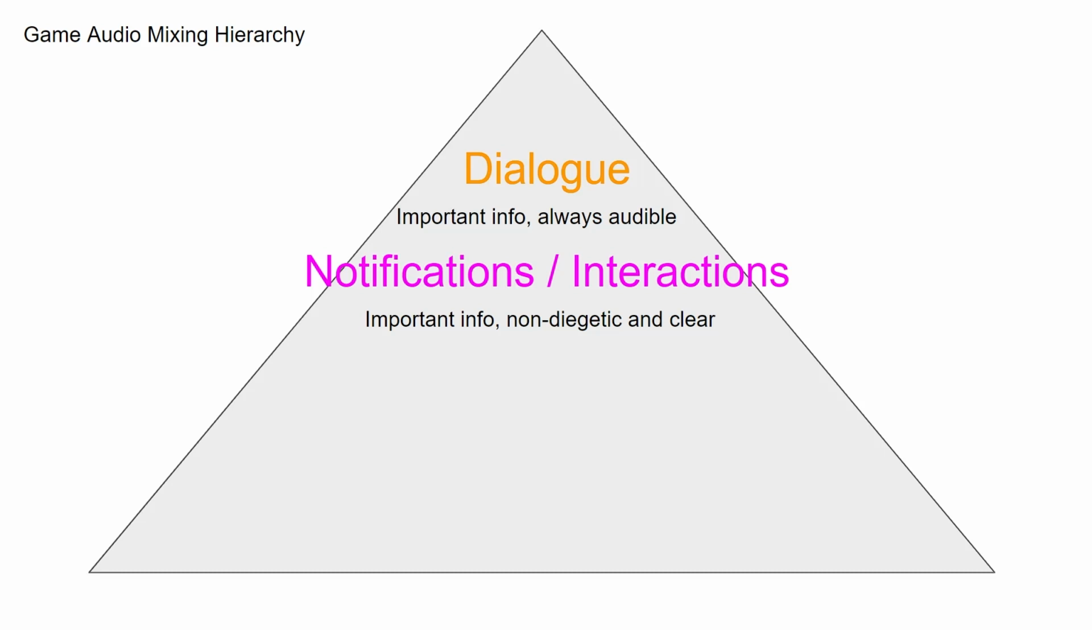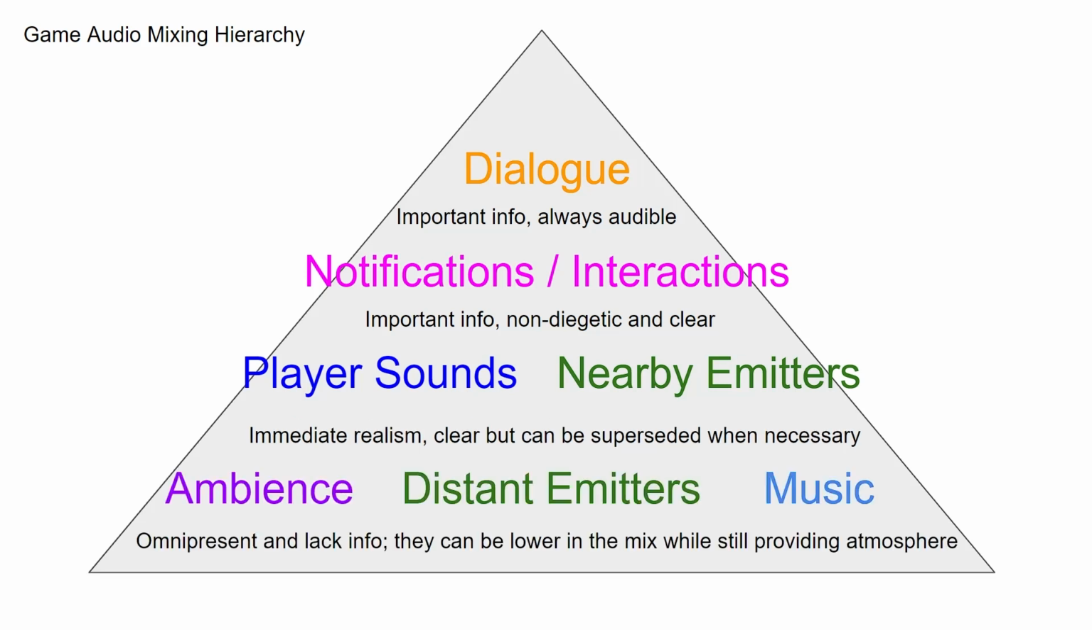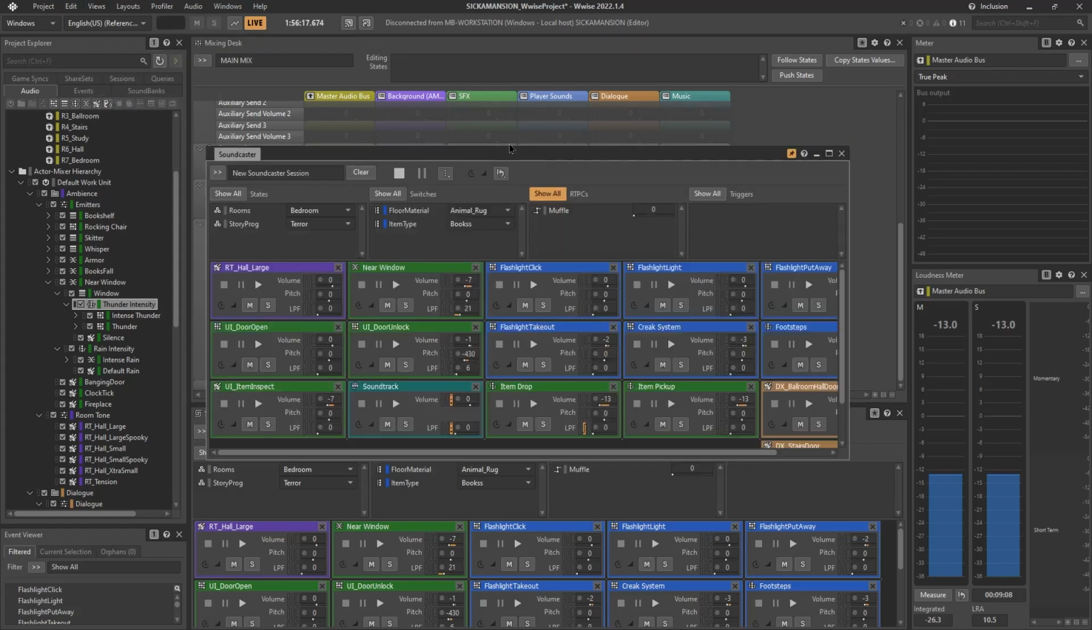Just below the dialogue and interactions, we have player sounds and nearby emitters, which are very important to the player's immediate immersion. At the bottom of the list, we have our ambience, distant emitters, and music. These are still important, but their omnipresence calls for less importance in being immediately distinguishable at all times. Then, we just gotta mix accordingly.